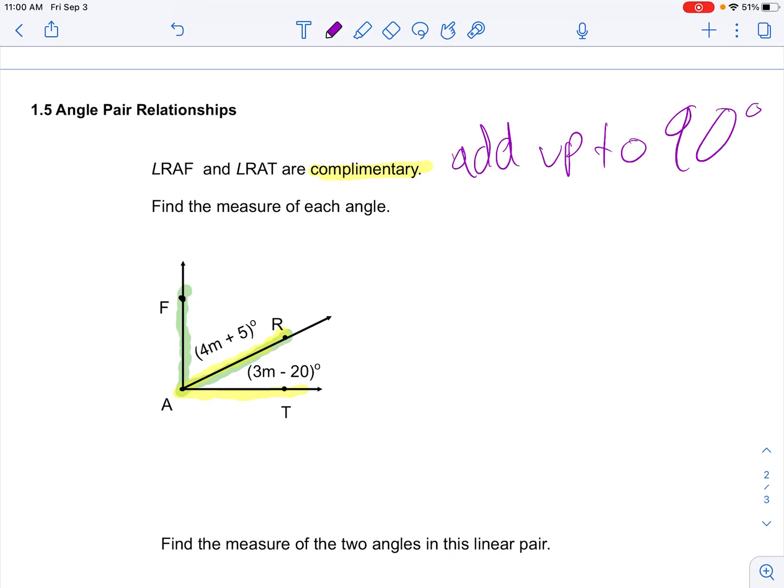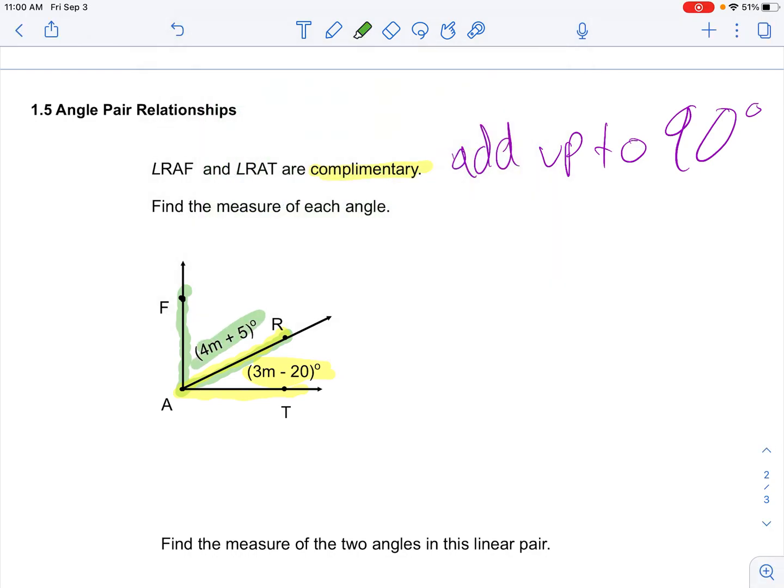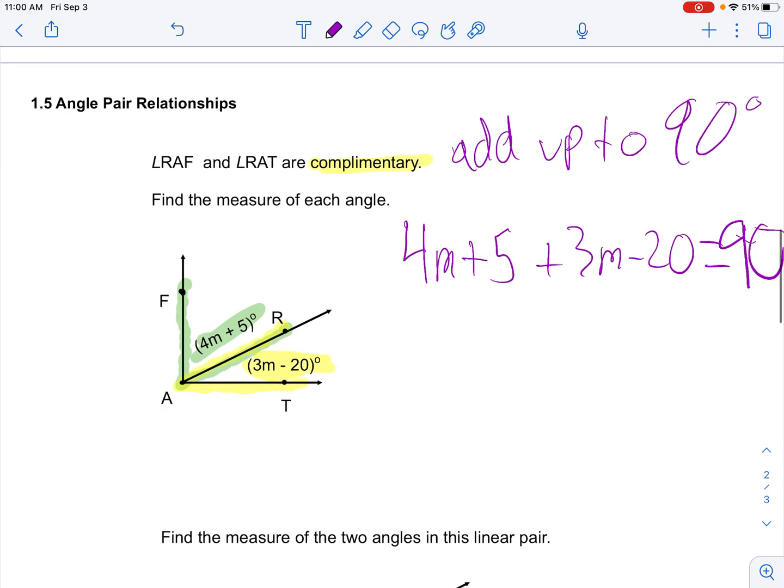So if I know that the green angle, RAF, and the yellow angle, RAT, add up to 90 degrees, I'm going to take these values and plug them into an equation that's going to equal 90 degrees. So for little angle plus little angle equals big angle. Okay, you'll hear me say that a bunch. Little angle plus little angle equals big angle.